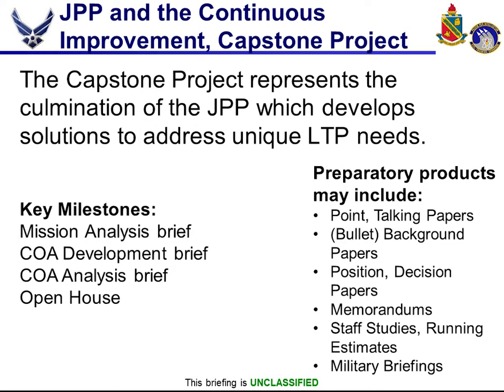Some of the enabling products will allow you to compile your analysis, to bring order to your thought process, and to make it easy to process and understand by those who are receiving the information. We're going to ask you to do point papers, talking papers, position or decision papers. We're going to ask you to do memorandums. Staff studies is another type of document that does the same thing, and we're going to have you do these military briefings. All of these products are chosen to allow you to carefully work through the information of your analysis and feed it into the briefings to culminate with the capstone project.